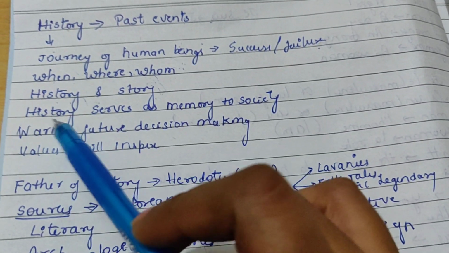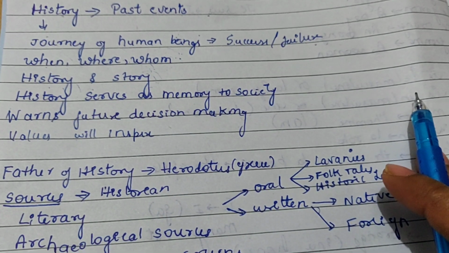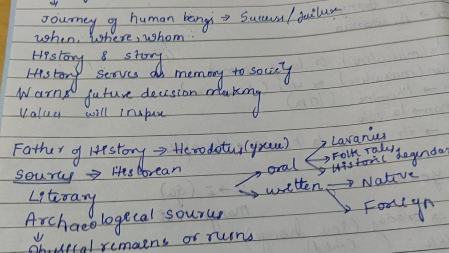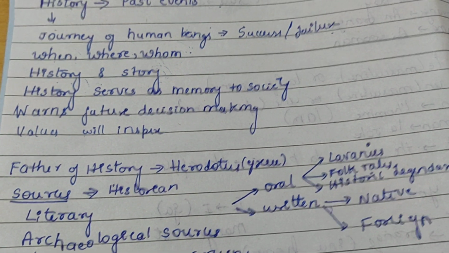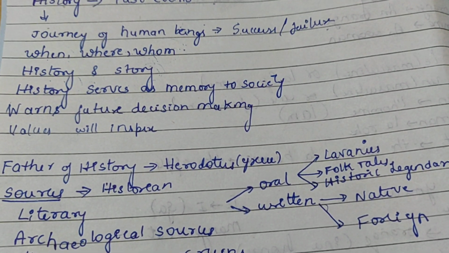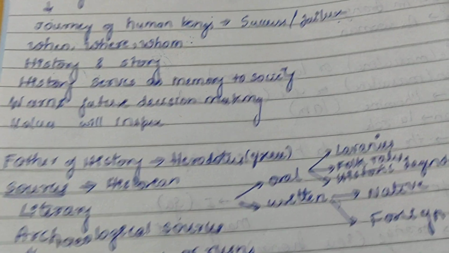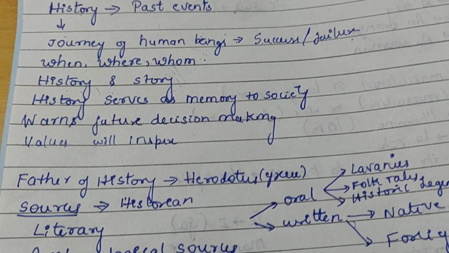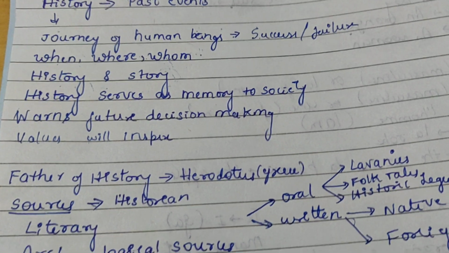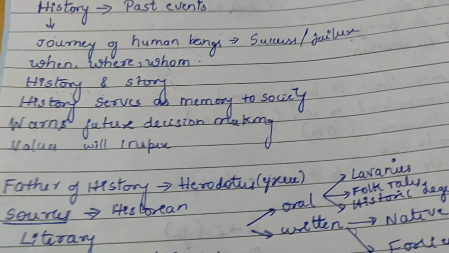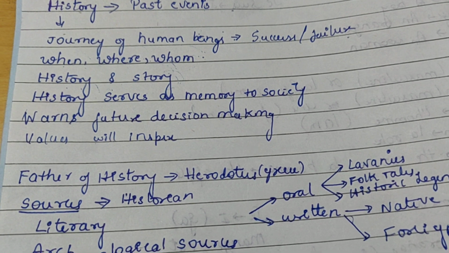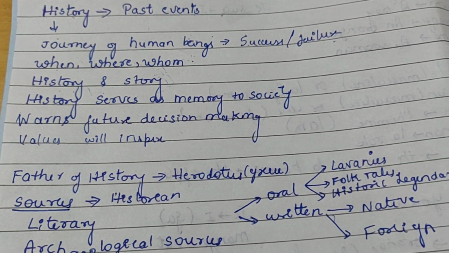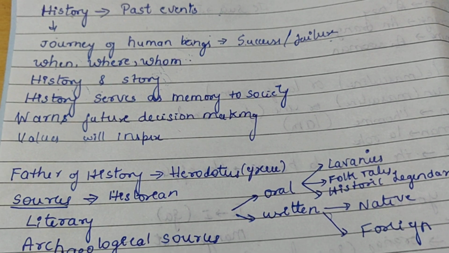Now I will give you one example. If you go and touch fire, you will get an experience that from next time I shouldn't touch it. So the memory is stored, and you will not do the same thing again. So memory is very important. Likewise, history serves as the memory of the society. It tells about the good and bad decisions made by past generations, which will be an important lesson to future generations.